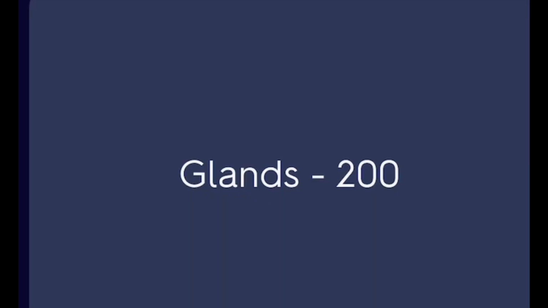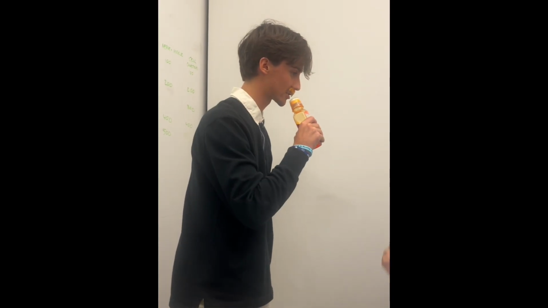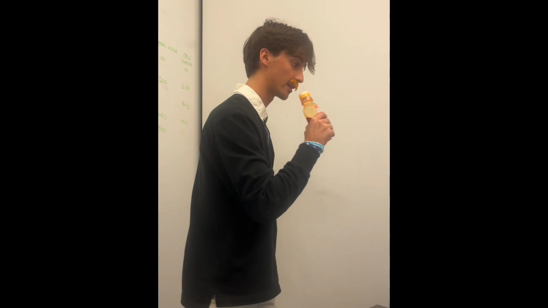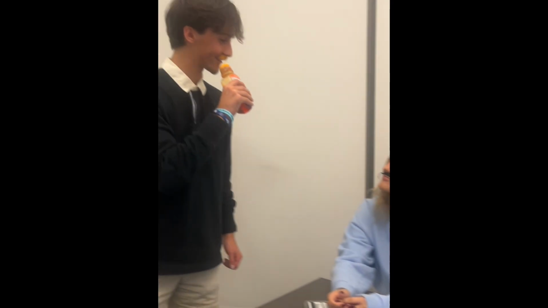Endocrine glands 200. Compare the actions and characteristics of endocrine versus exocrine glands. Endocrine glands release hormones directly into the bloodstream, and exocrine glands secrete substances through ducts. That is correct!